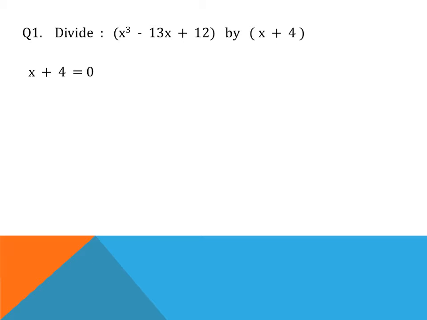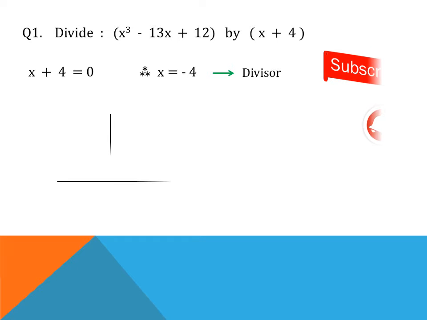In our first example, we have to divide x cube minus 13x plus 12 by x plus 4. Since we are dividing by x plus 4, let us first check if it satisfies the two conditions. Here the power of x is 1 and also the coefficient is 1, so we can perform the synthetic division. Let's begin by equating x plus 4 to 0, so x will be equal to minus 4. So minus 4 is our divisor.